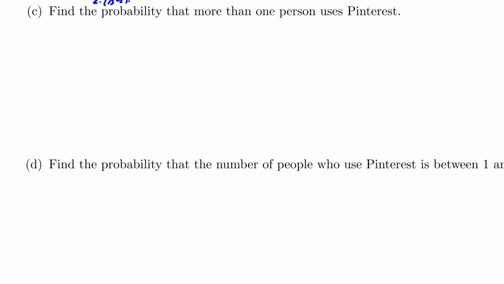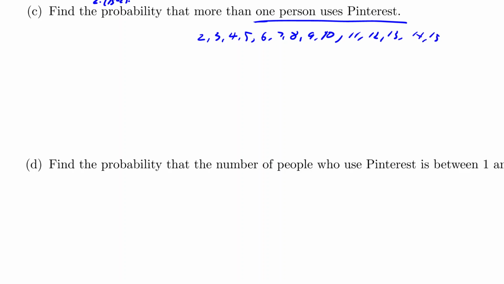So let's look at part C. Find the probability that more than one person uses Pinterest. More than one means 2, 3, 4, 5, 6, 7, 8, 9, 10, 11, 12, 13, 14, and 15. So ideally, theoretically, we could find the probability of all these and add them: P of 2, P of 3, P of 4. But there's a faster way of doing it. We can use the idea of complement.